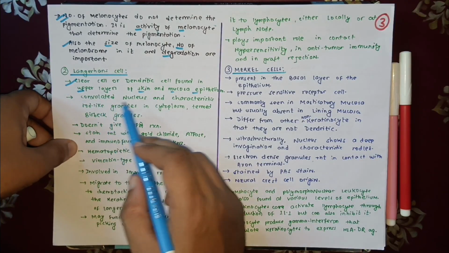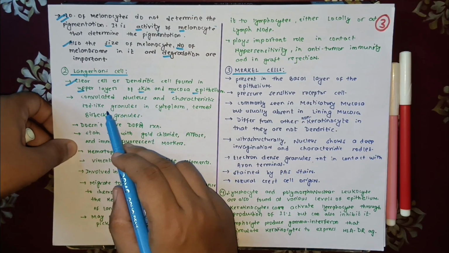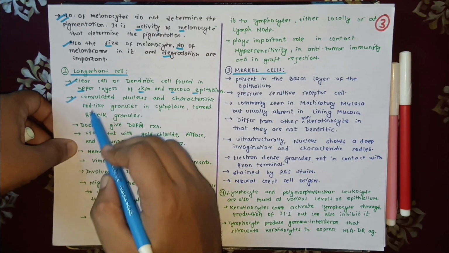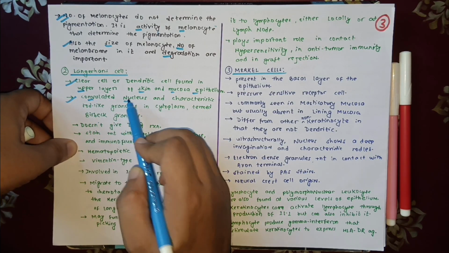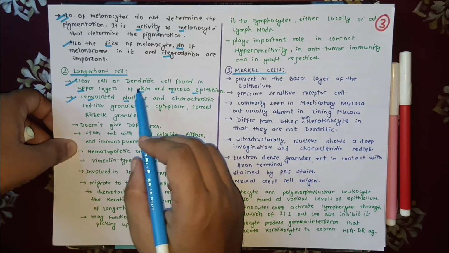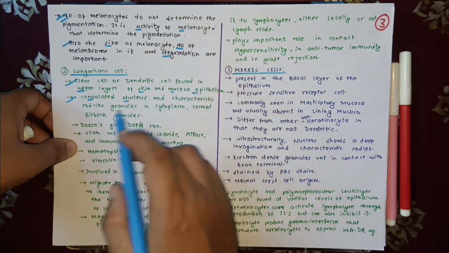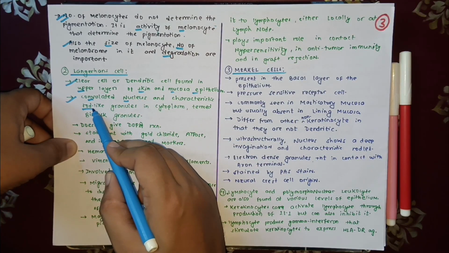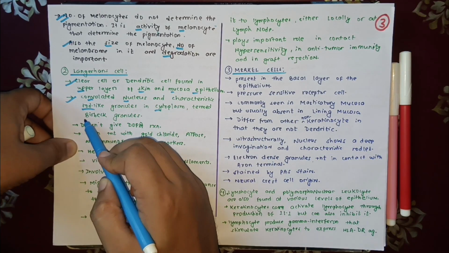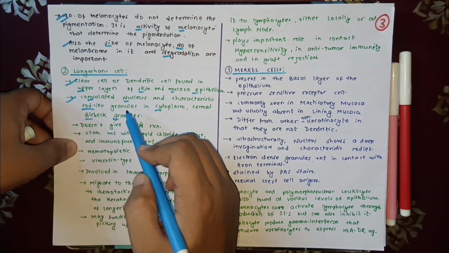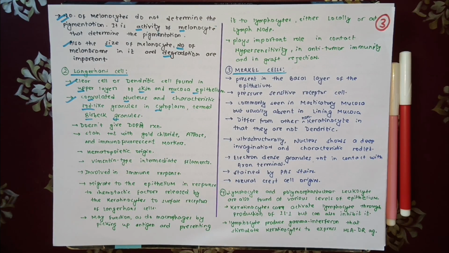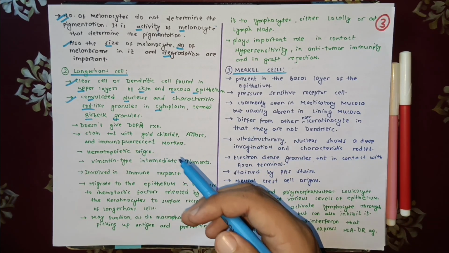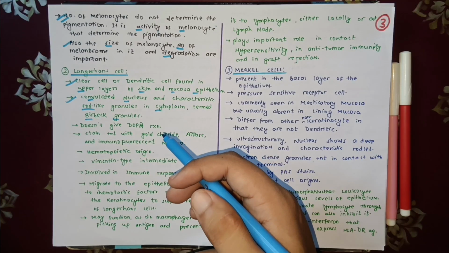After that, they have a convoluted nucleus and characteristic rod-like granules in the cytoplasm termed Birbeck granules. So a convoluted nucleus is there, with the dendritic appearance of the cell, and rod-like granules present in the cytoplasm, termed Birbeck granules. This is a favorite question of examiners. They used to ask where the Birbeck granules are present, and you should tell that they are in the Langerhans cell.